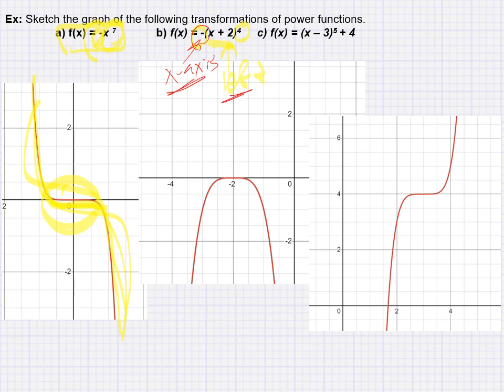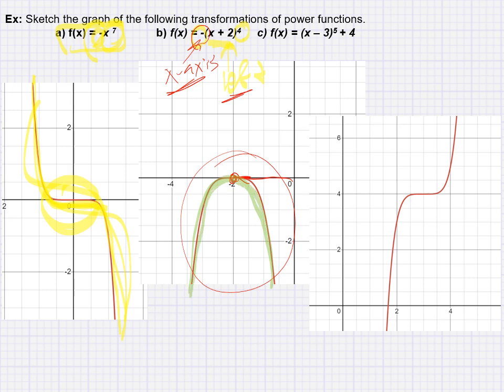So we take our parabola, we'll flip it over the x-axis, so now it's upside down. So that's why we have this shape. But then we had to move 2 units to the left, putting us right here at -2, and therefore giving us this shape that's upside down like this. And that's because of the reflection, and then 2 units to the left.